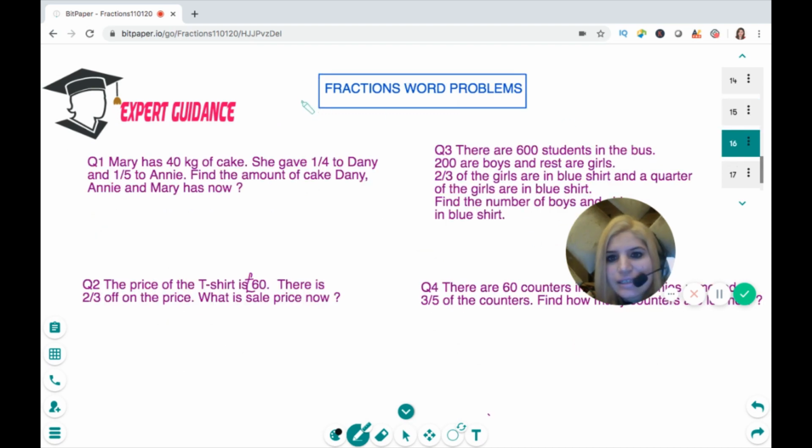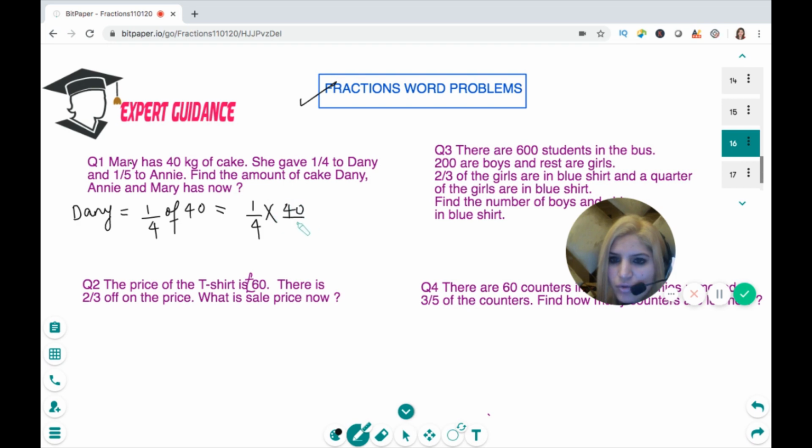Now let's see fraction word problems. The first question is, Mary has 40 kgs of cake and she gave a quarter to Danny and 1/5 to Annie. Find the amount they have now. What is the amount given to Danny? That is a quarter of 40 kg. So a quarter times 40 over 1 becomes 10 kg. So Danny has 10 kg.